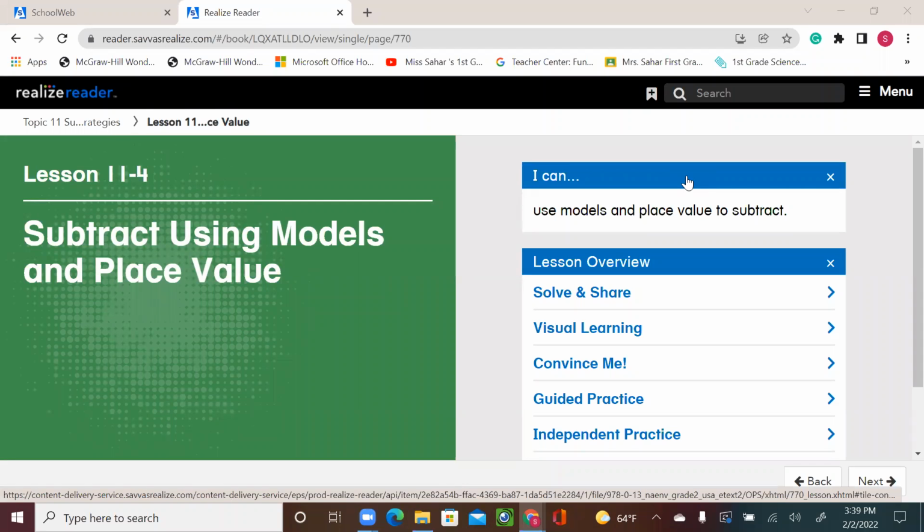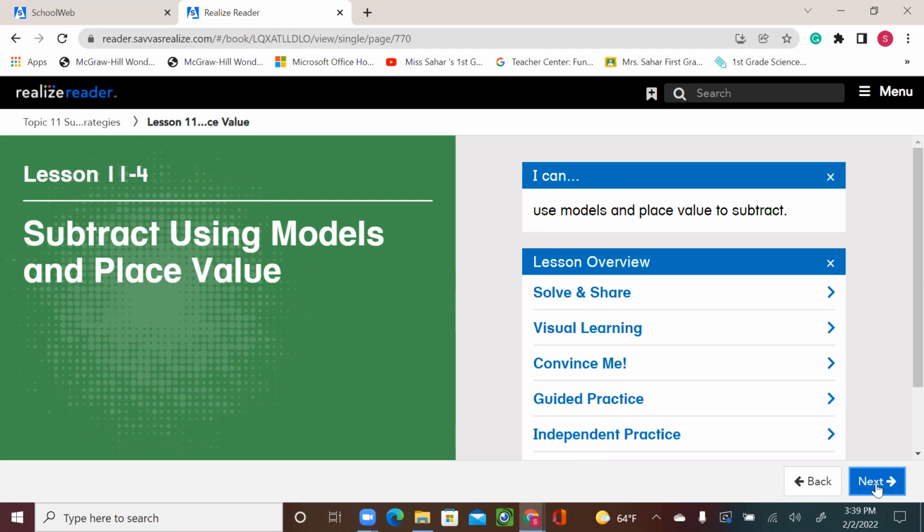Hello, second graders. We're still in topic 11, subtracting tens and hundreds. The first lesson we subtract using mental math. The second lesson we use an open number line. The third lesson we used a model. And let's see what we have here. Subtracting using models and place value. So let's start.